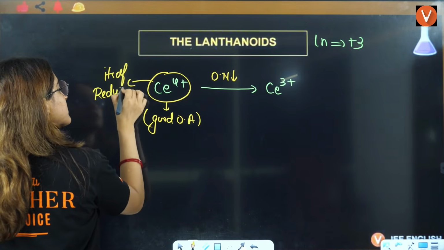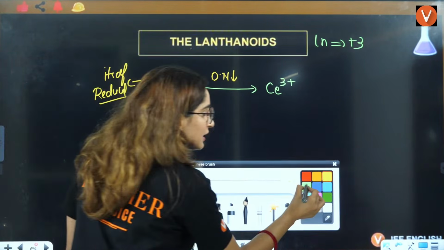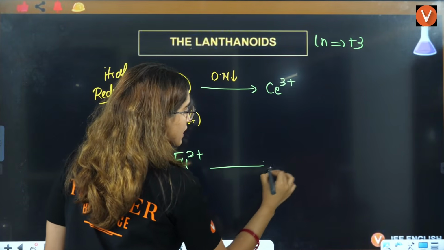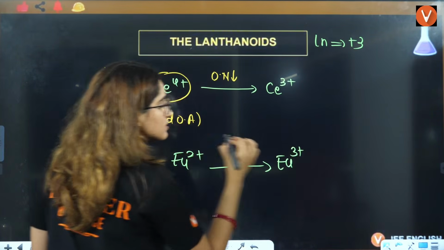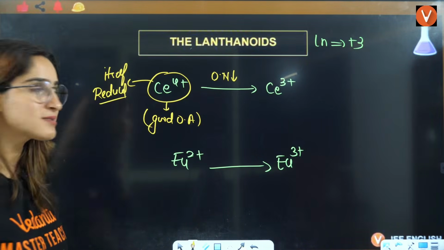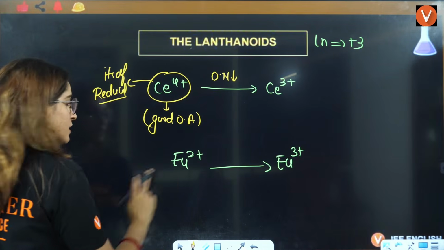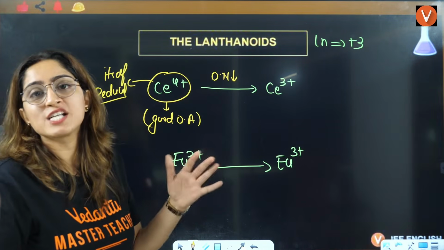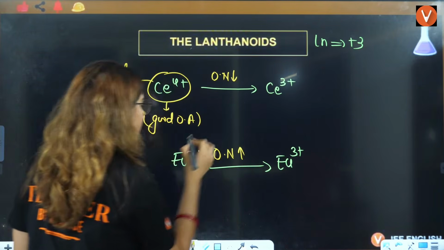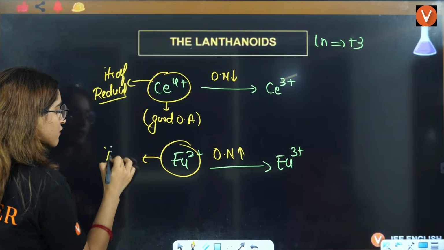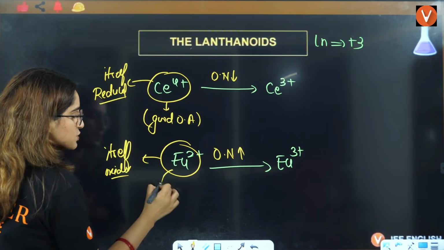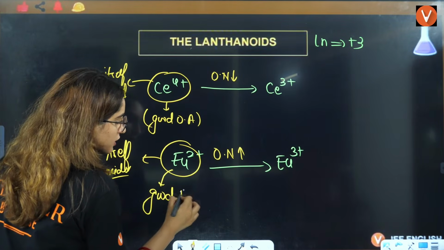So itself it is getting reduced. Similarly, you have europium, right? Europium is +2, and it wants to be in the stable electronic configuration of all the family members, that is +3. No doubt it is more stable in +2, but it would want to match with the family members. So that's why it will increase the oxidation number. So it will itself get oxidized, and that's why it is a good reducing agent.